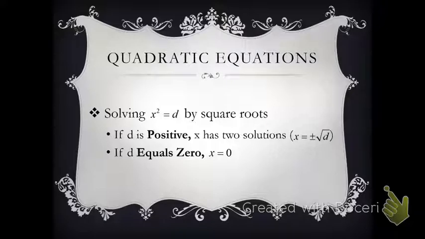Now, if I get the x squared by itself and I end up with something like x squared equals 0, then I'm only going to get one solution, because when you take the square root of both sides, the square root of 0 is just 0.